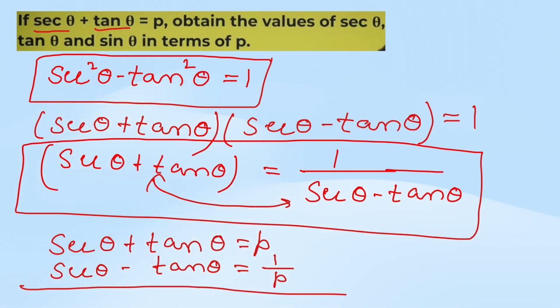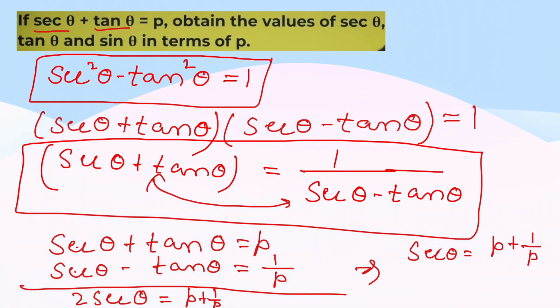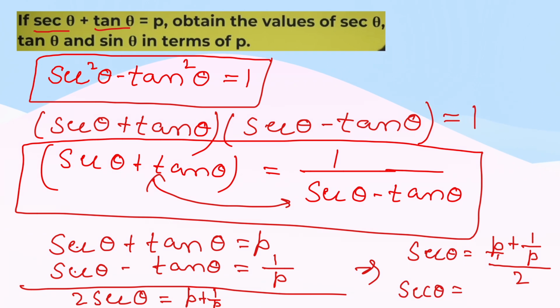If we add both the equations, sec theta plus sec theta will form 2 sec theta. Tan theta and minus tan theta will cancel out. It will become p plus 1 by p. Okay. So it means sec theta will be how much? P plus 1 by p, divided by 2. Okay. If I take the LCM in the upper part, it will become how much? P square plus 1 by 2p.